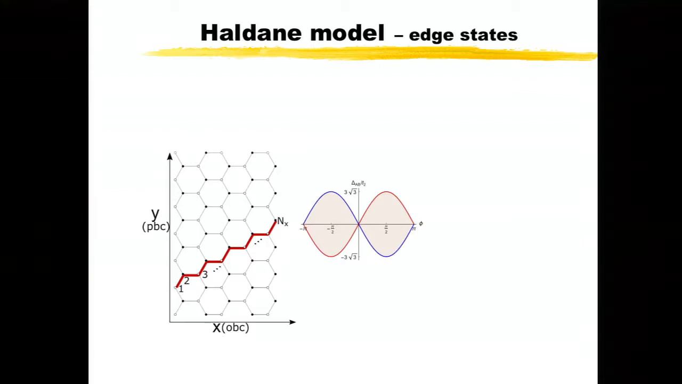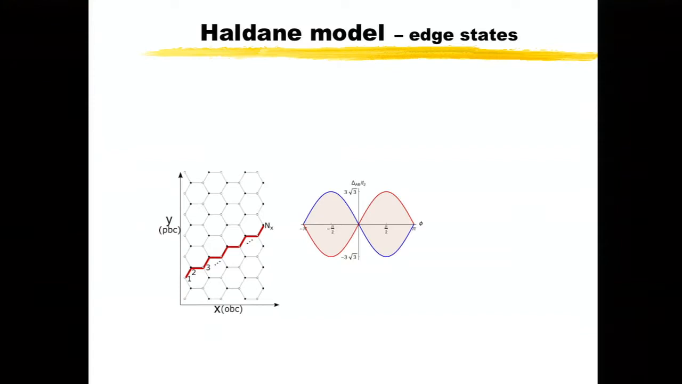Obviously I have broken translational invariance in the x direction. I have n_x cells in this direction, and I will find n_x bands as a function of the k_y momentum. The momentum along y can still be used, but along x I will find n_x bands. So let's see what these bands look like.